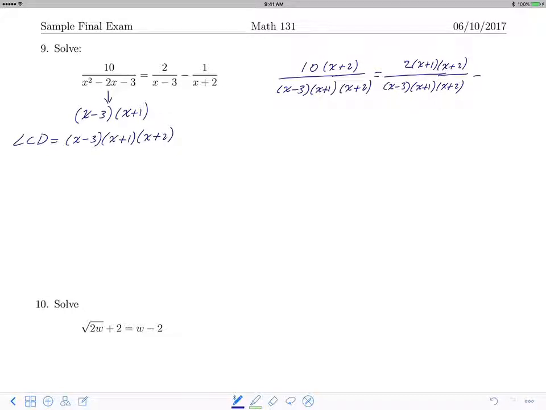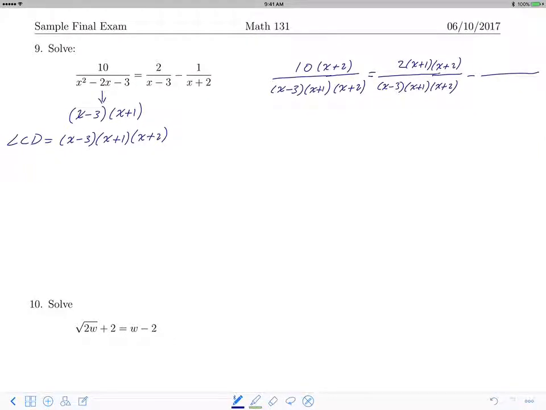and minus the last fraction is again over the LCD, x minus 3 times x plus 1 times x plus 2, and the missing factor here is x minus 3 times x plus 1. So since we have the common denominator on both sides, we can write our restrictions. X can't be 3, negative 1, and negative 2, and we can just use the numerators.